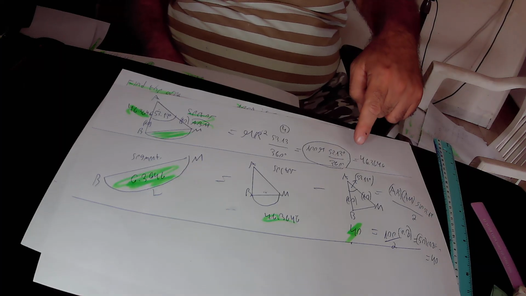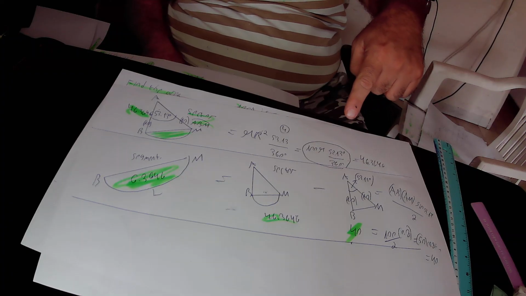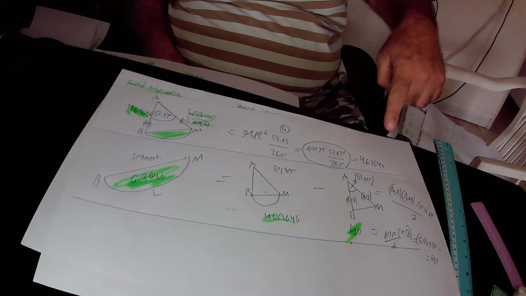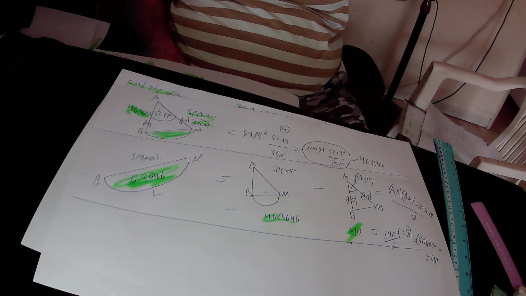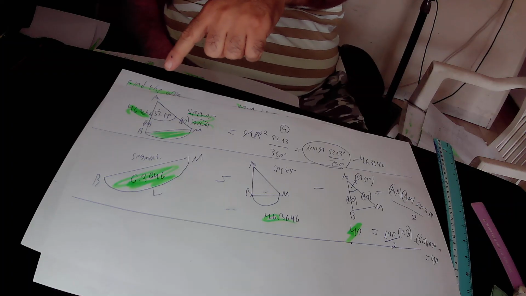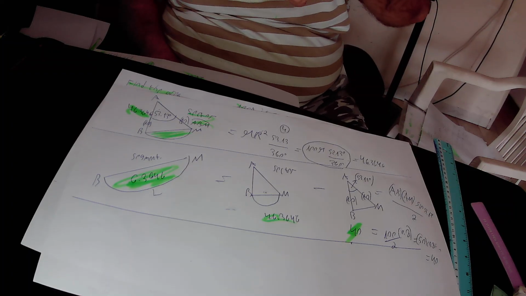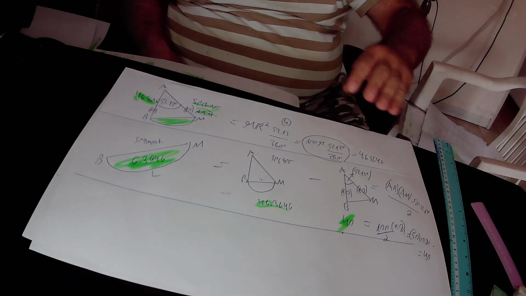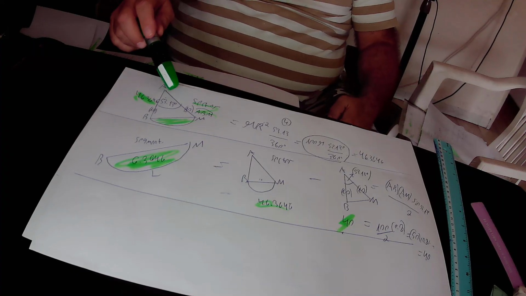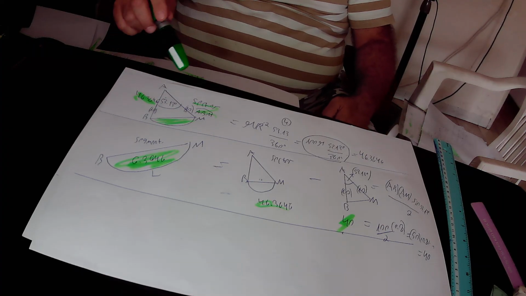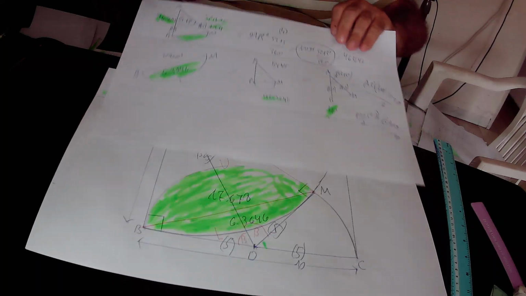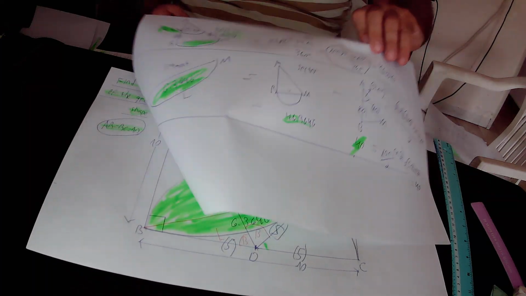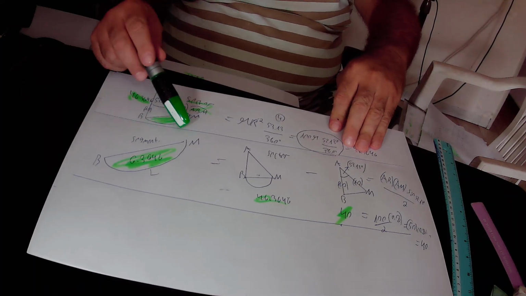The value of this expression, 100 pi times 53.13 over 360 degrees, is equal to 46.3646 square units. So in total, we found that the area of this sector AB is equal to 46.3646 square units. Our task is to find out the area of this lower segment MLB. This is the lower segment MLB. We have to find out its area. So, what is the area of the lower segment MLB?